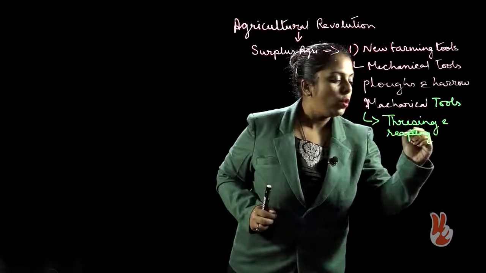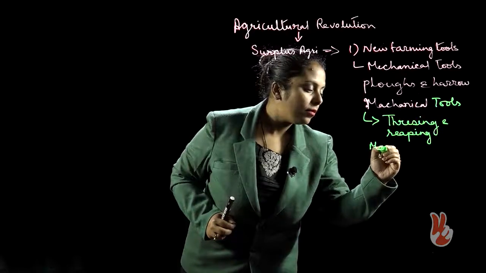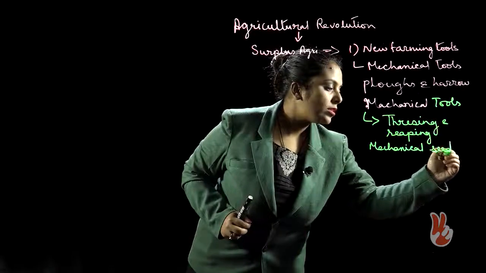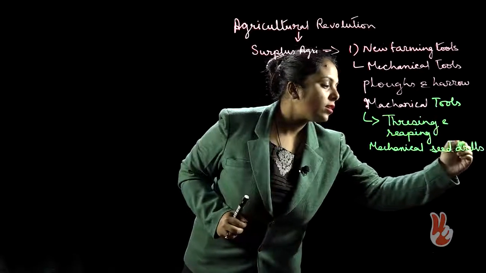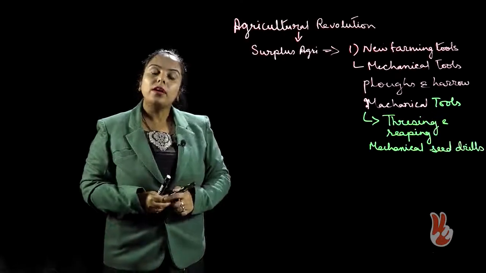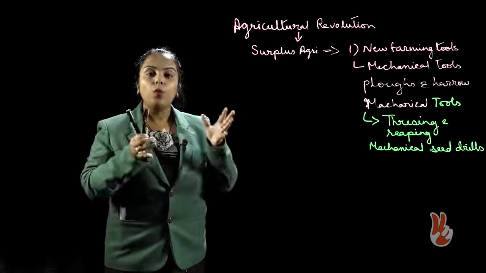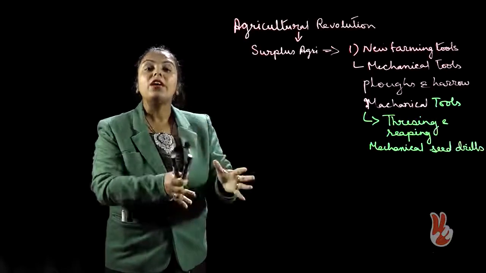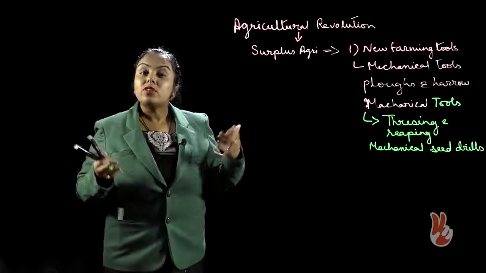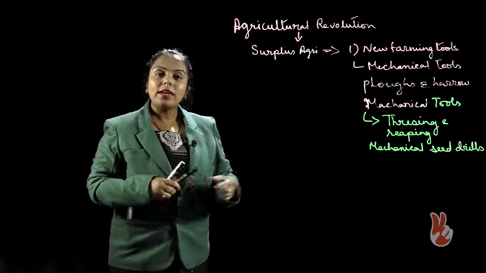Another important tool that was used was the mechanical seed drill. So, all these tools resulted in surplus of agricultural produce, but at the same time they freed more and more labor which could be used for industries, and that resulted in the industrial revolution. So, the introduction of new farming tools, what did it result in?